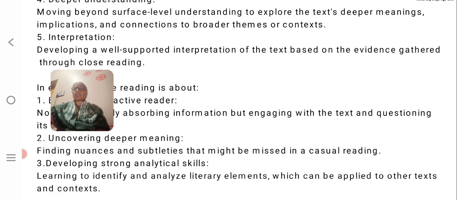To summarize, close reading is about becoming an active reader, not just passively absorbing information, but engaging with the text and questioning its meaning. Close reading uncovers deeper meanings, finding nuances and subtleties that might be missed in a casual reading.